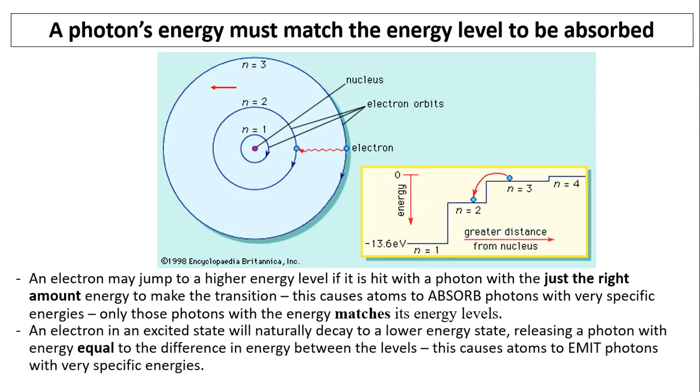An electron in the excited state will naturally decay to a lower energy level, and will release a photon with energy equal to the difference in energy between the levels. This causes the atom to emit photons with very specific energy, corresponding to a specific frequency.